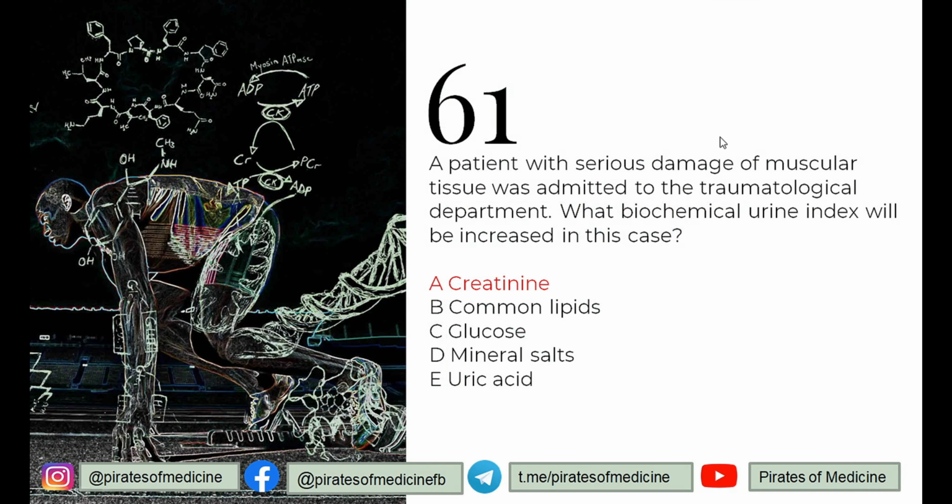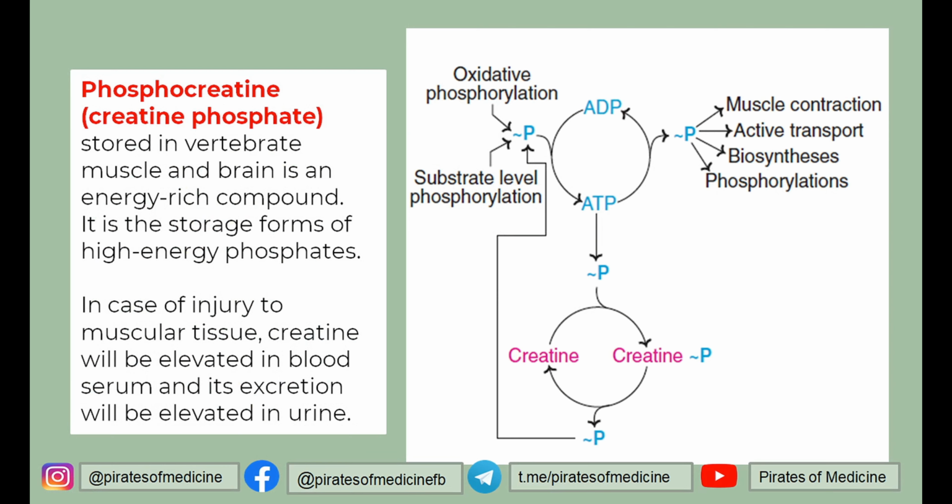So the 61st question is that a patient with serious muscular tissue damage was admitted to the traumatological department. What biochemical urine index will be increased in this case? So remember, creatine over here is the storage form. Phosphocreatine is the storage form of energy or ATP in the tissue. It is an energy-rich compound. It is stored in muscle and brain, and it is the storage form of high energy phosphates.